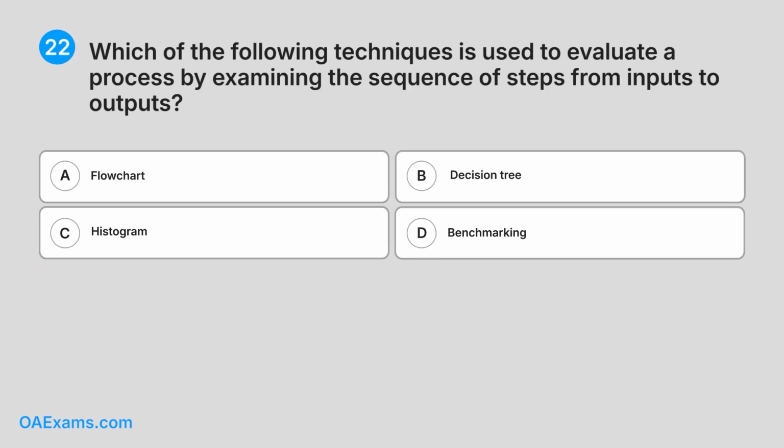22. Which of the following techniques is used to evaluate a process by examining the sequence of steps from inputs to outputs? A. Flowchart. B. Decision tree. C. Histogram. D. Benchmarking. Can you guess the answer?